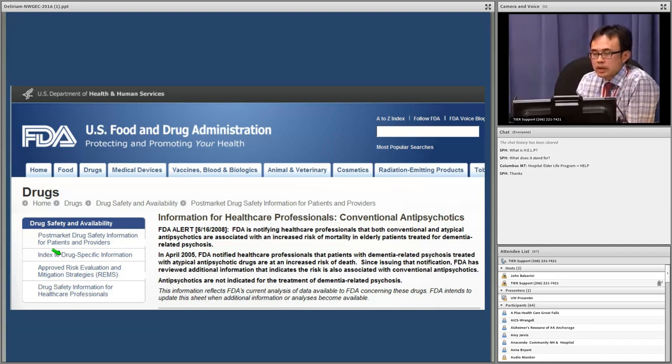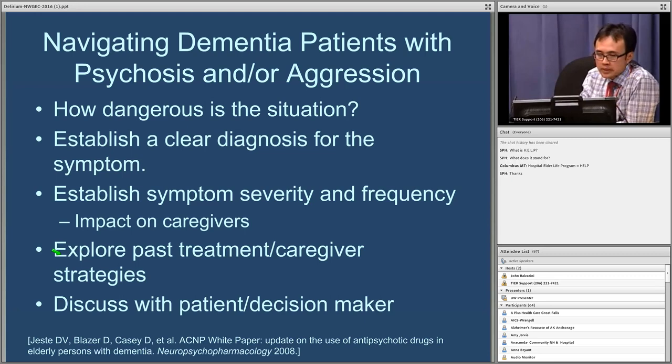And so when I use an antipsychotic, there should be some discussion about the pros and cons of it being used, because there's definitely a black box warning that's associated with increased risk of mortality with its use, particularly in people with dementia. Okay. So how do you navigate in managing patients with dementia with this new psychosis and aggression?